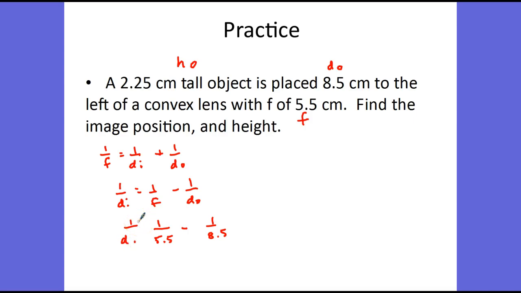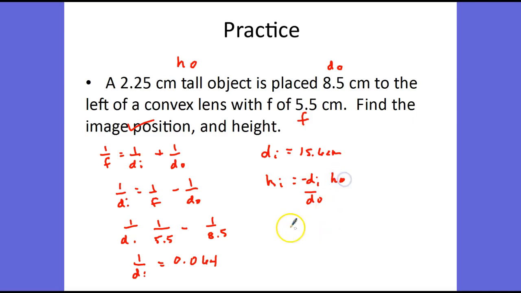Let's see if I can get the calculator up again. So 5.5, 1 over, minus 8.5. Okay, so I get that 1 over my image distance is 0.064. And then when I invert that, I get my image distance is 15.6 centimeters. So I've got the image position, where it is, and the image height. Remember that, just like we did before, it's negative di over do times ho. So that's negative 0.064 divided by the object distance, which is 8.5, times the object height, which is 2.25.